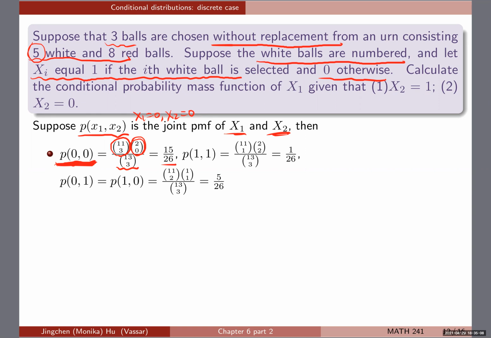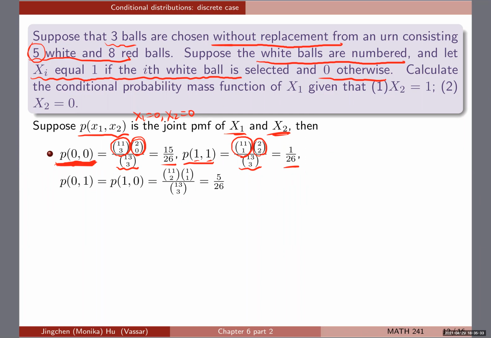Similarly, let's look at this one. If X1 equals 1 and X2 equals 1 as well, we again start with the denominator of 13 choose 3. Then for the numerator, because both of them are 1, meaning both are selected, it's 2 choose 2 up here. And then with the remaining 11 balls, we only need to choose 1. That gives you 1 over 26.